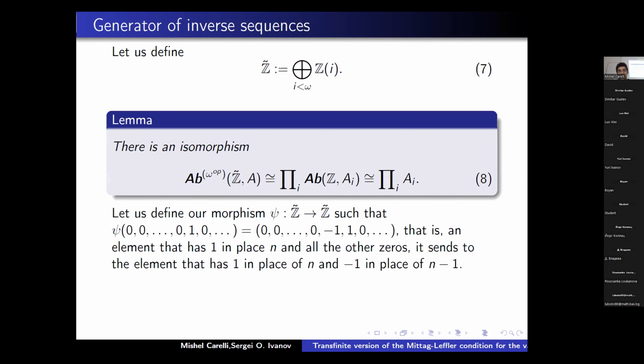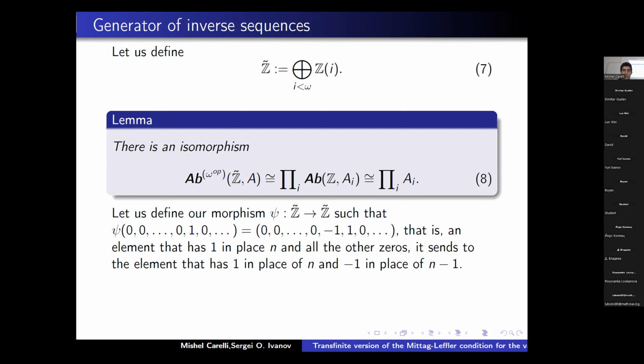And now we'll define the map psi from Z wave to Z wave, such that we have this explicit formula here. The element that has one at place n and zero at other places will be mapped to the element that has one at place n, minus one at place n minus one, and zero in other places. This is a kind of tricky morphism, but still we can try to see what it means.